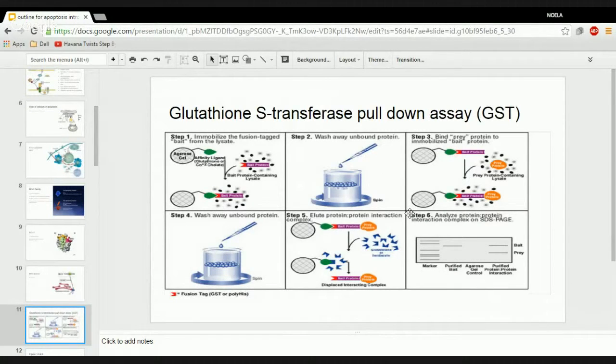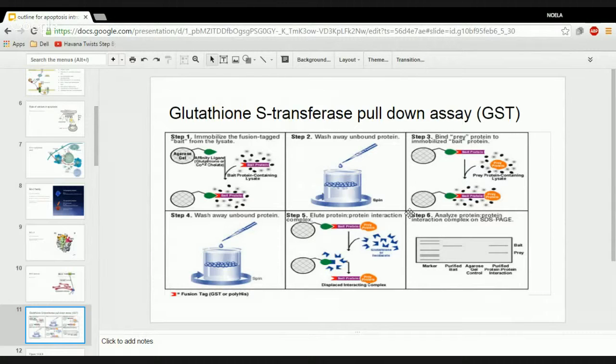Glutathione S-transferase pull-down assay is a method used to confirm known interactions and also to confirm interaction sites between two or more proteins. The first step is the binding of the bait protein to the affinity ligand. In this study, glutathione is the affinity ligand and the IP3 receptor is the bait. After binding of the proteins, they are then washed to remove any unbound baits.